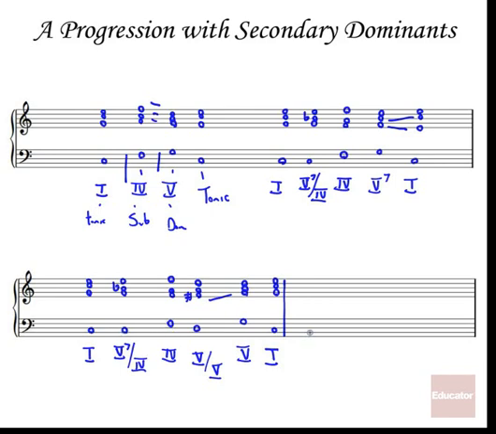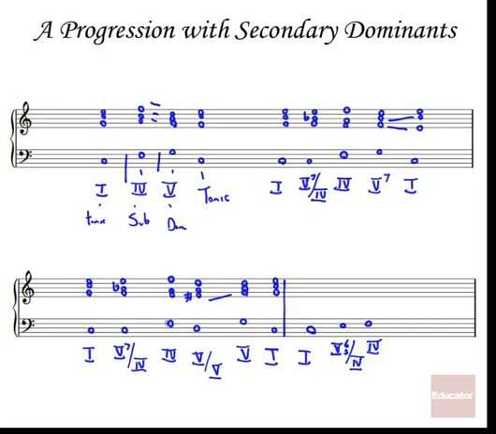So one thing I can do is make this V7 of IV in first inversion, which would give me this bass line, moving up to an E, which moves a half step to F. So of course having the third in the bass means that this V7 of IV is in first inversion. So now it's a V6/5 of IV, going to a IV.